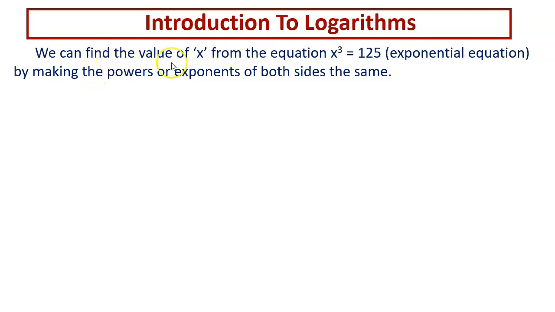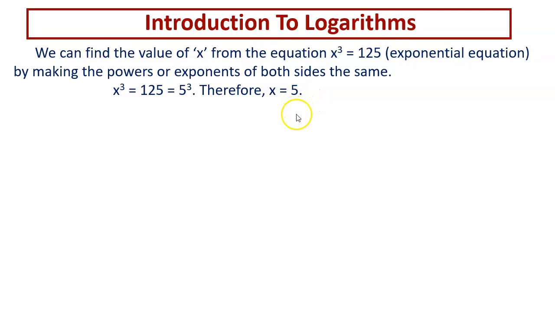So when we have to find the value of x from this equation, x to the power of 3 equal to 125, this is an exponential equation. We can make the powers or exponents the same for both the sides, because we can write 125 as 5 to the power of 3. And since the power is the same on both sides, we can equate the bases and we get the value of x as 5. Or else we can take the cube root of both the sides, and cube root of 125 will be equal to 5. So that way also we will be getting the x value as 5.